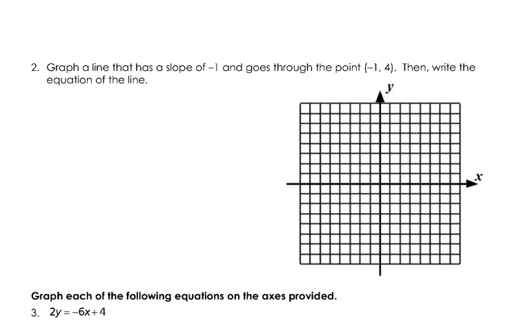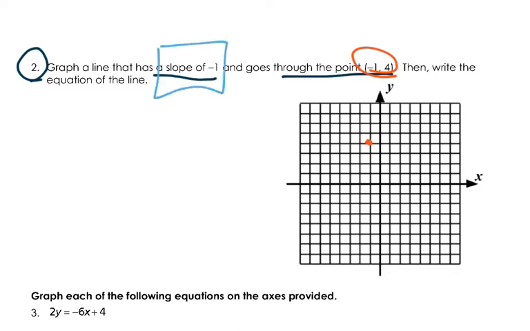So I'm on page 8 and I'm just looking at number 2. Graph a line that has a slope of -1 and goes to the point -1, 4. Just like yesterday, you're going to start with the point. So this is what you're going to plot first. -1, 4. So -1 is your x, 4 is your y. 1, 2, 3, 4. I'm going to start with this point right here. Okay, that's -1, 4.